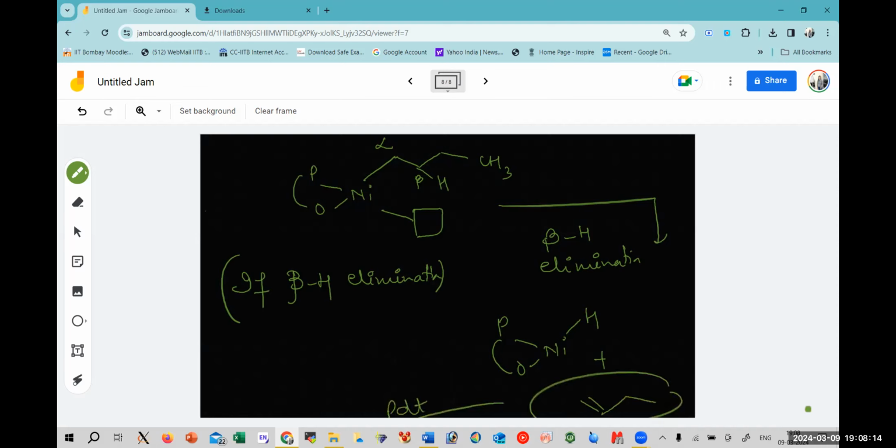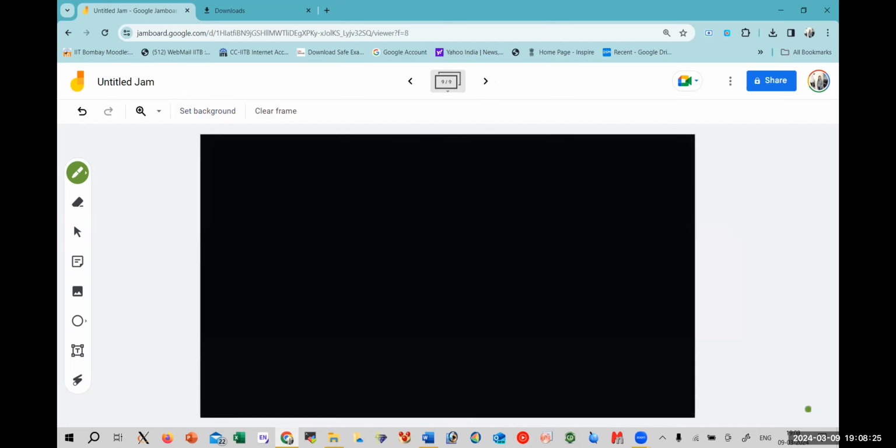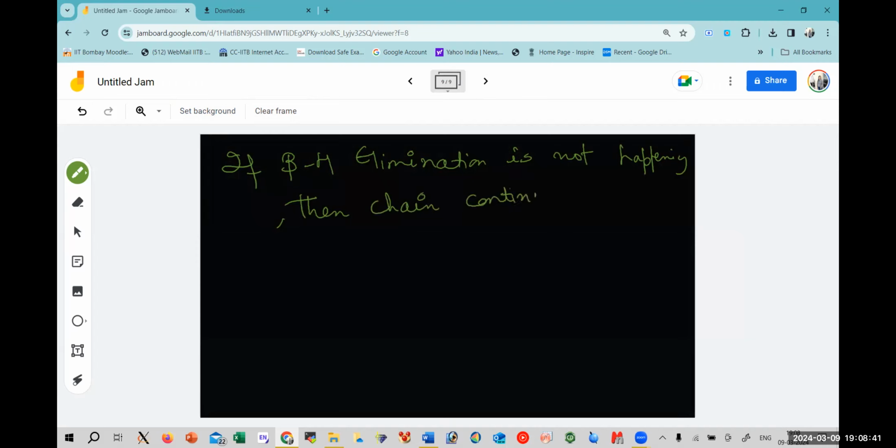If beta hydrogen elimination is faster, then there is chain termination. It won't continue to make any further chain, and it has stopped over here. The other way, if beta hydrogen elimination is not happening, it's slow or not favored, then the chain continues to grow. So it totally depends upon the possibility of chain termination at that particular step.